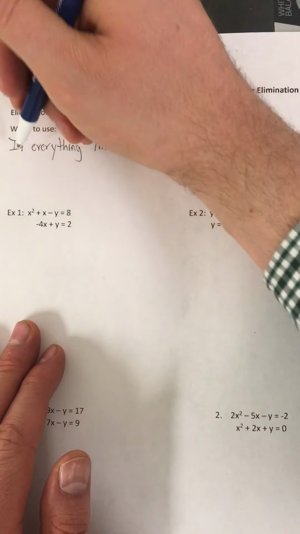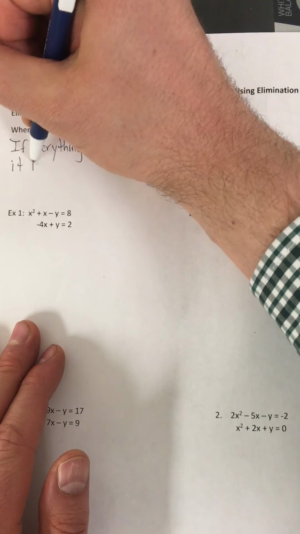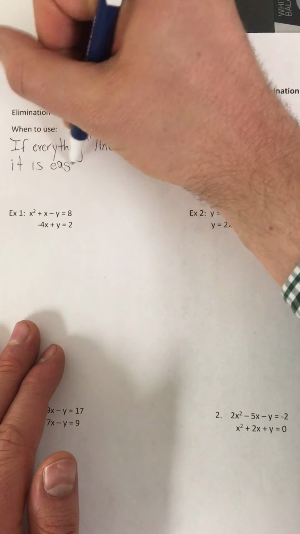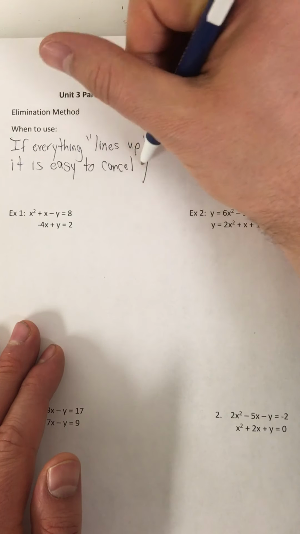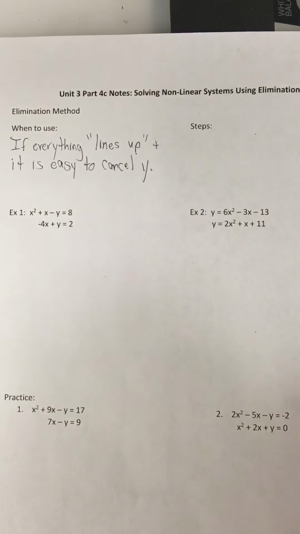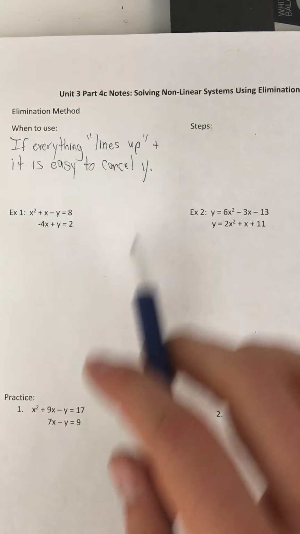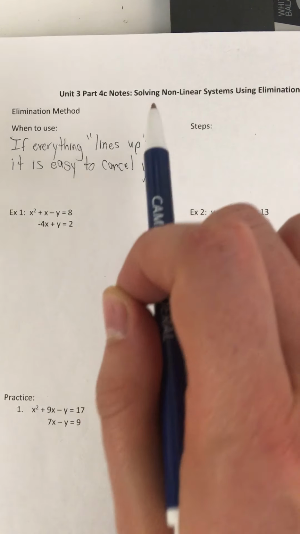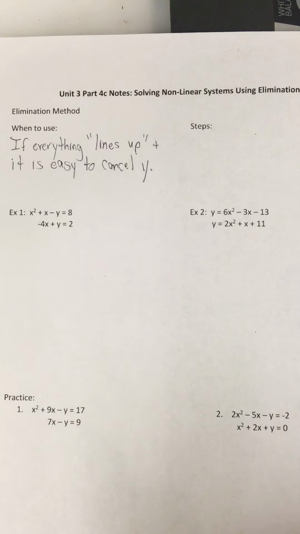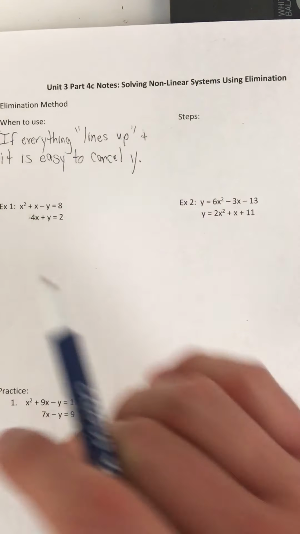And it's easy to cancel y. Now that's going to be important. Now notice I said it's easy to cancel y, not x, because most of these problems have multiple x's. If you just cancel one of the x's out, you're still going to hit a dead end. You're going to want to cancel y if you're using the elimination method. So let me just give you the steps and then we'll work a problem.